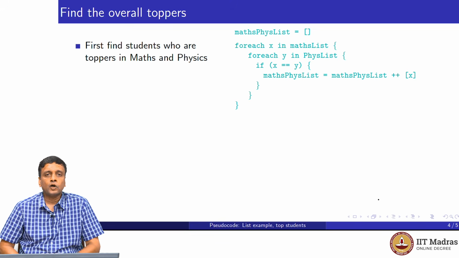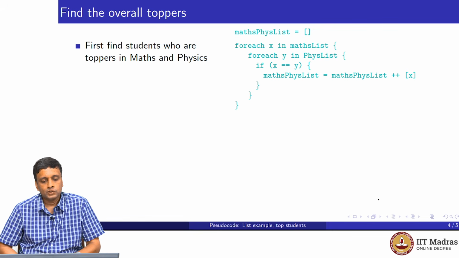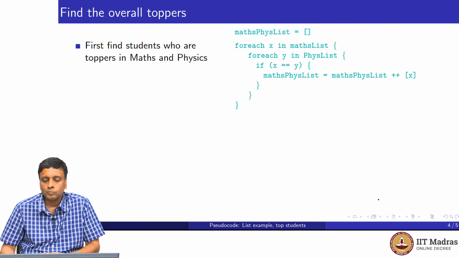So if a student is a topper in maths, physics and chemistry, obviously the student is also a topper in just maths and physics. So the first step is to just find out those who have topped maths and physics both, because unless they have topped both of maths and physics, they are not candidates to be a topper overall. So we first do this exact same nested loop that we did earlier.